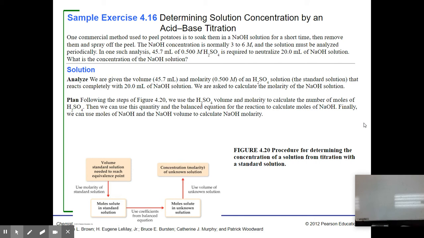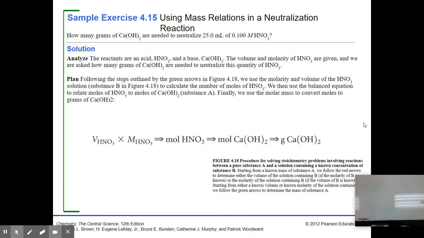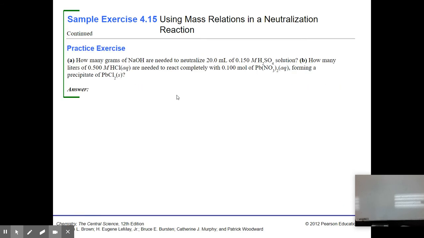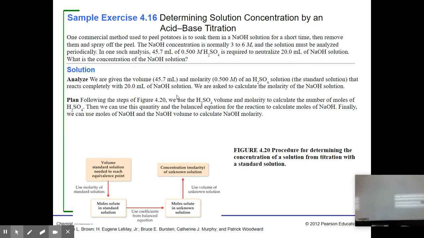Now, I want to pause, because in the example that we saw here, we had acid being placed into the flask and base placed into the burette. It can go either way. You can have an acid in the burette and a base in the flask, or, as we see here, an acid in the flask and a base in the burette. So it doesn't matter. Anyway, let's get back to this.